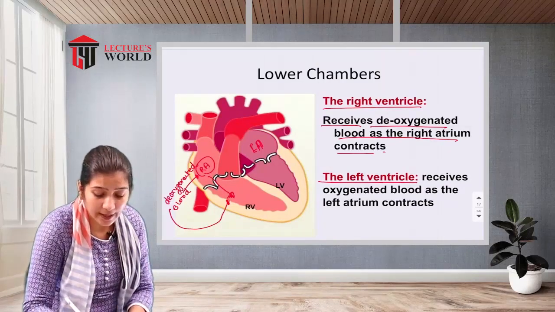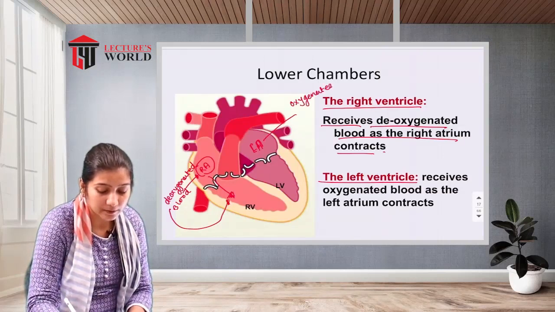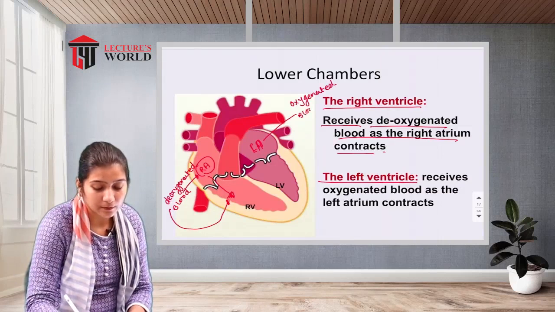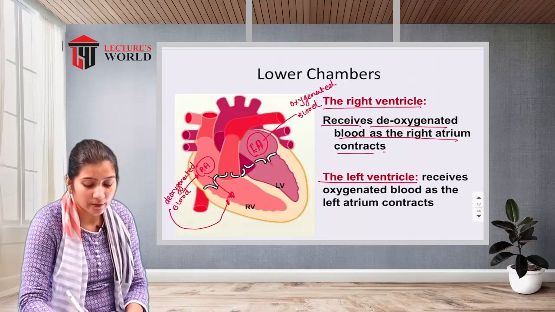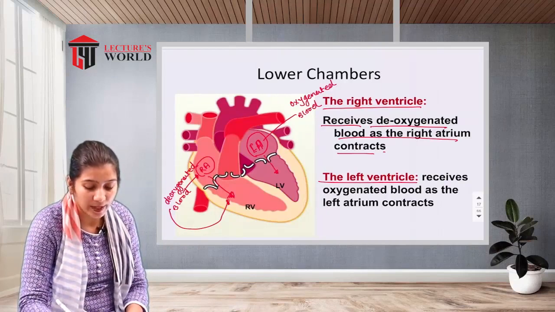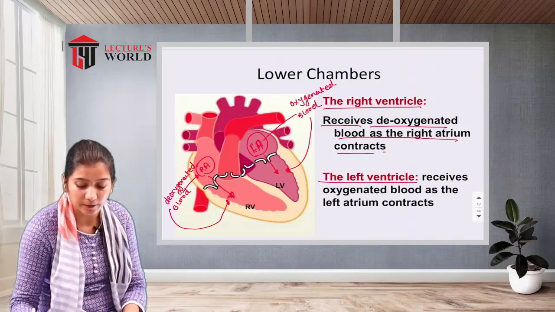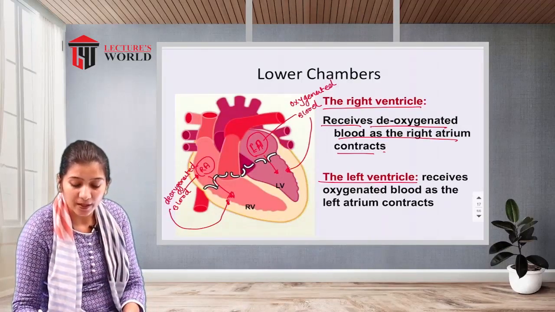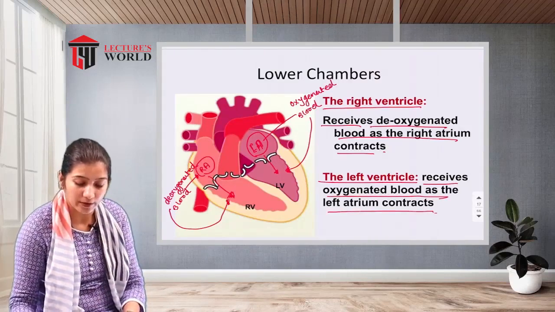Whereas in the left atrium there will be oxygenated blood. So as the left atrium contracts, the blood will go into the left ventricle. And whatever blood goes there is the oxygenated blood, which is carrying the oxygen. So the left ventricle receives oxygenated blood as the left atrium contracts.